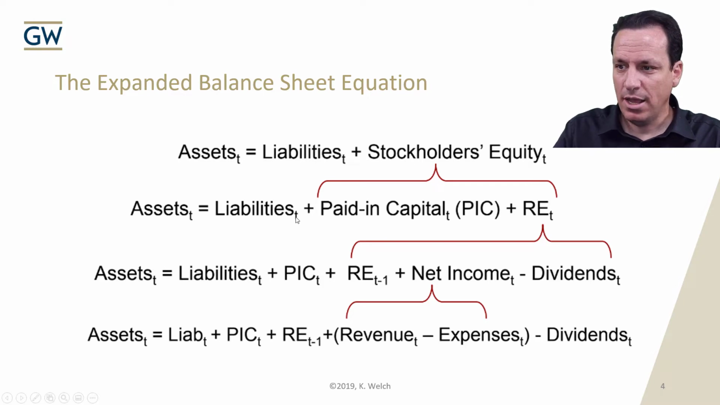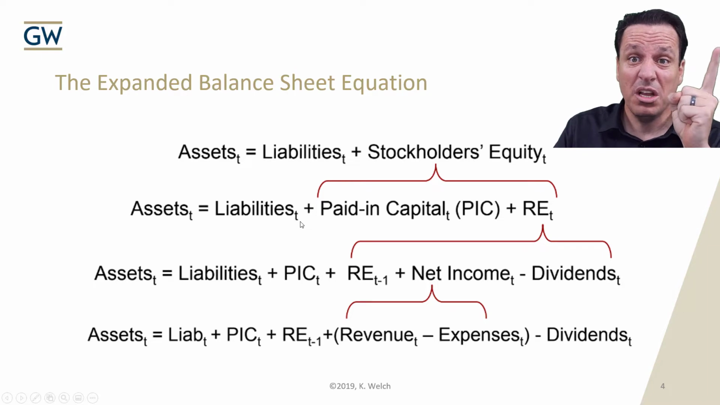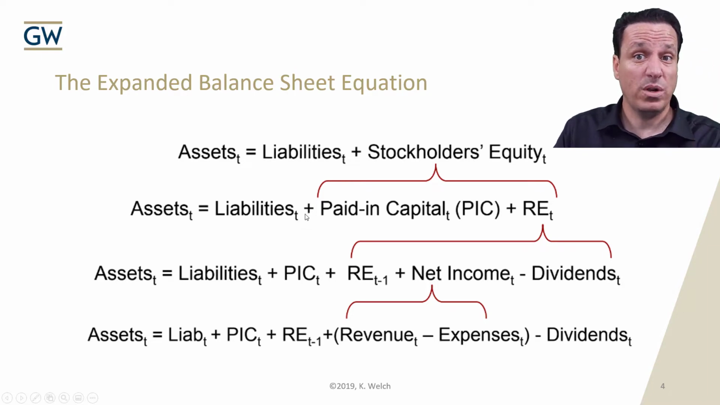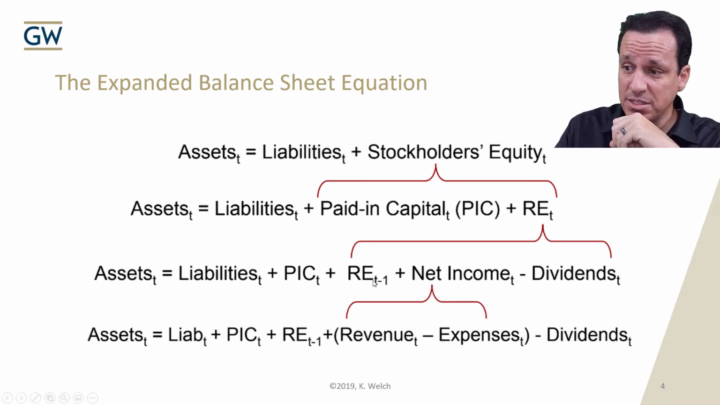And you'll notice I have these little T's here. That's for time period of a given T. So you say 2020. And if there's a T minus one, that's 2020 minus one, which would be 2019. So we have stockholders' equity, assets, liabilities, paid in capital, and retained earnings. And then the retained earnings is the beginning balance of the retained earnings, so T minus one, so the prior year retained earnings, plus net income minus dividends.